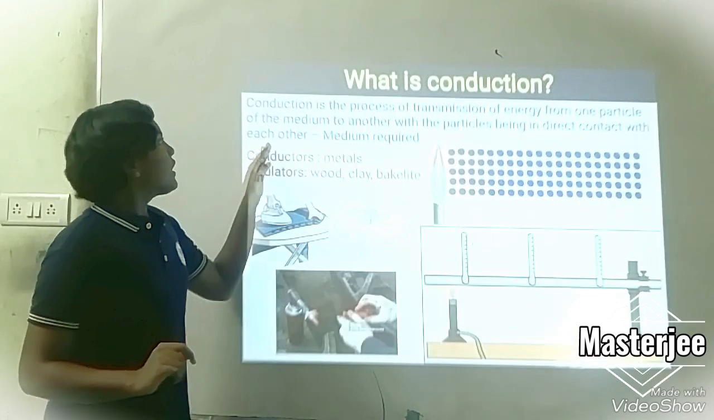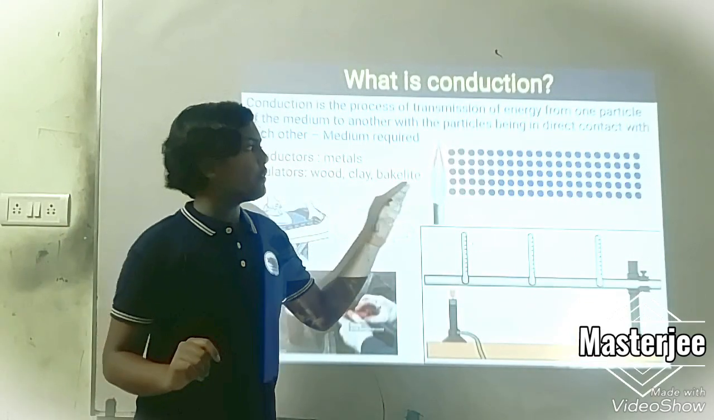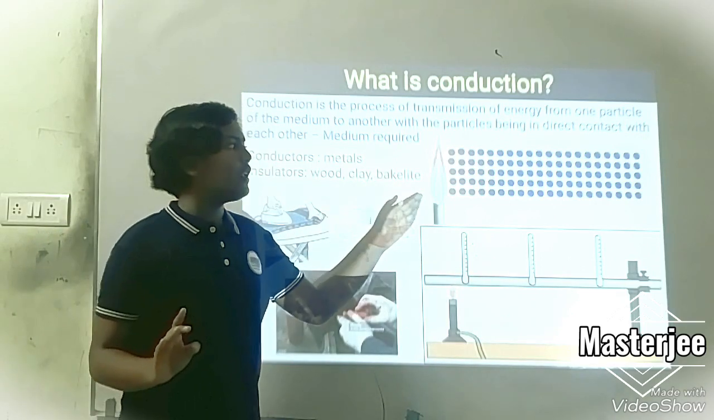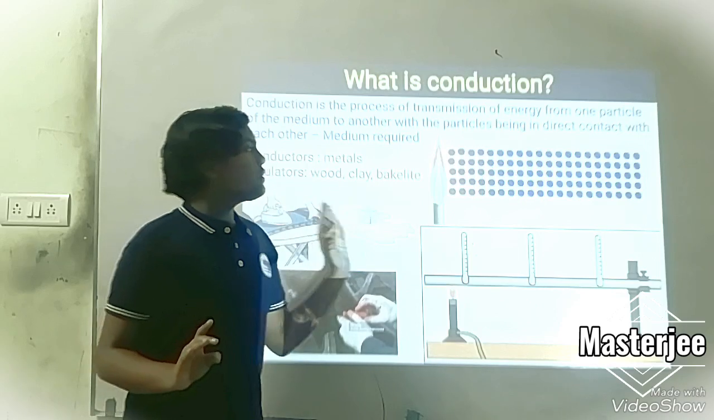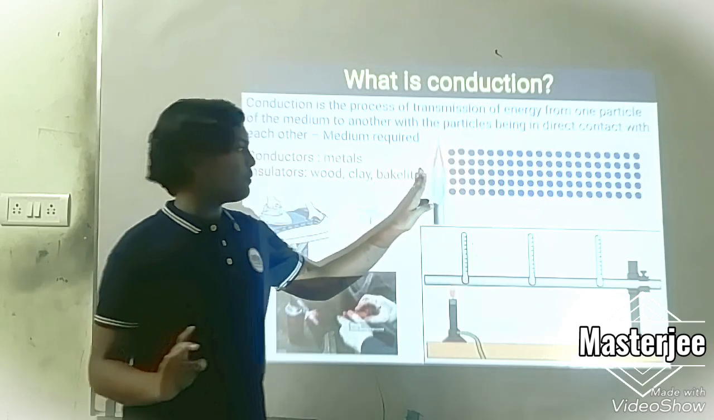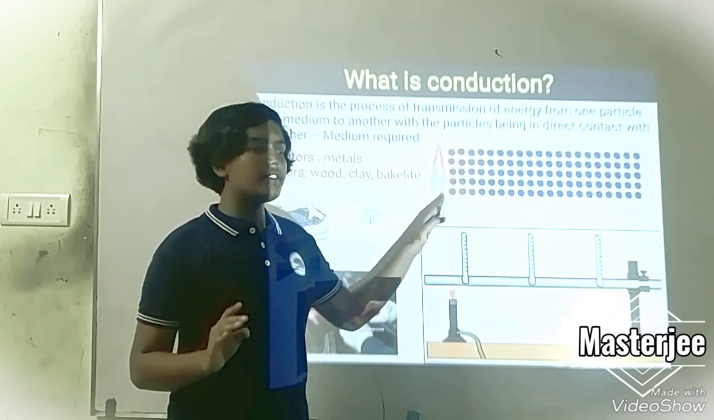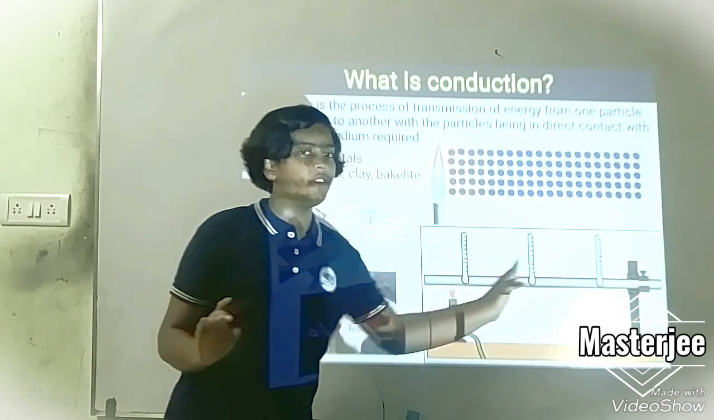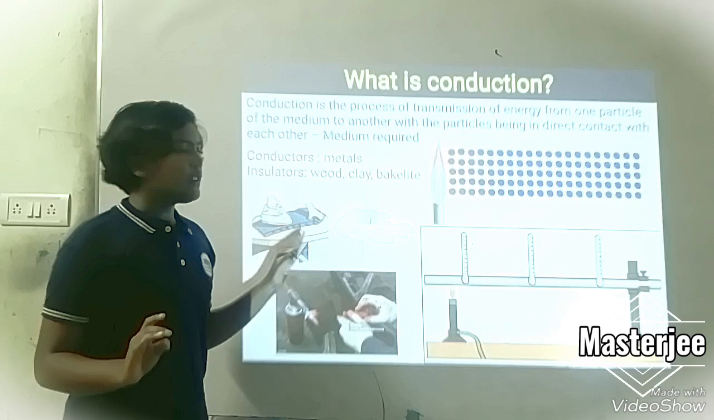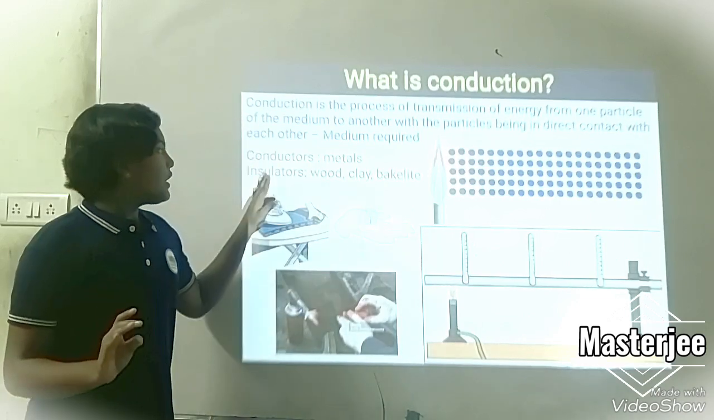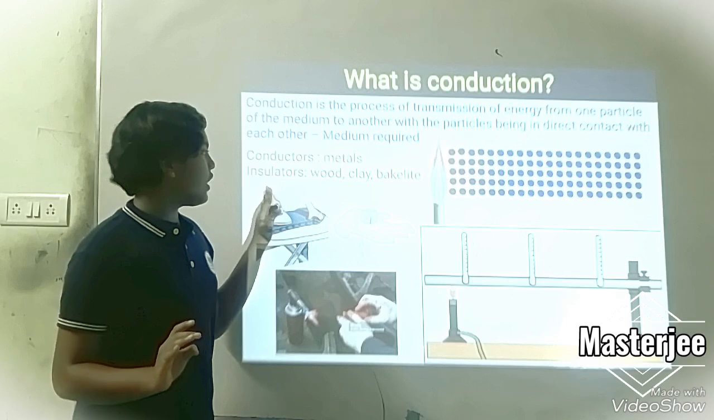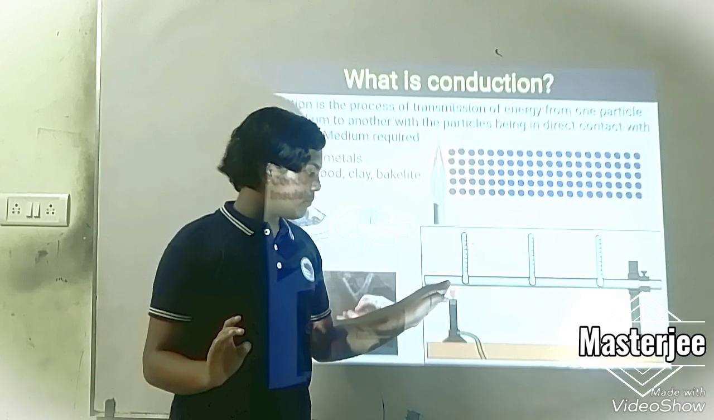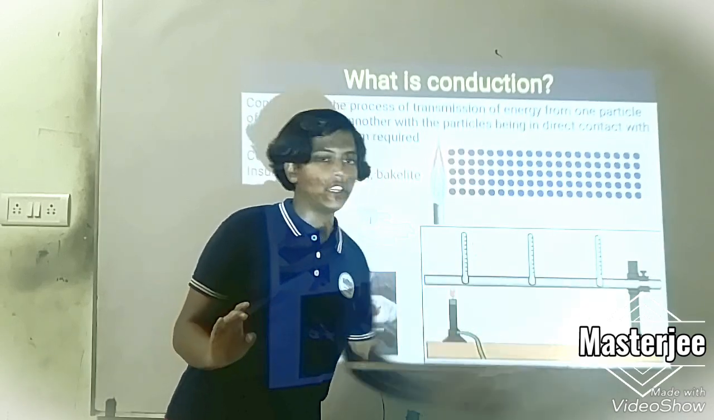What is conduction? Conduction is a process of transmission of heat energy from one particle within the medium to another particle in direct contact with each other. When we keep iron near the flame, the particles start to vibrate and make the other particles vibrate too. So the heat is transferred to the other end. In this process, a medium is required. We can use conductors like metals or insulators like clay, wood and plastic. So when we keep it like this, the temperature will slowly increase up to the end.